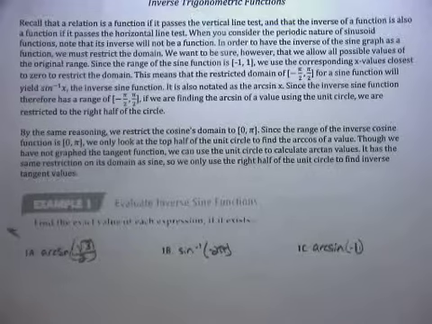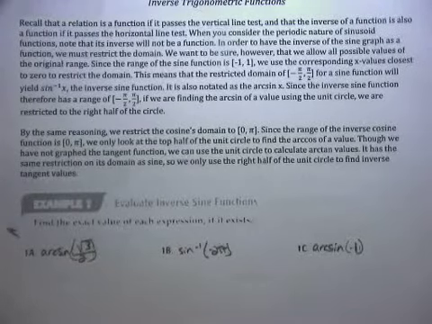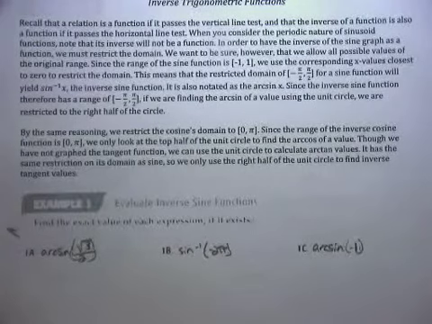But in order to do that, realize that way back in chapter 1 we talked about how if a function passes the horizontal line test, then it will have an inverse function. Well, due to the periodic nature of these sine and cosine graphs, it should be obvious to you that you can't take the inverse function of the entire sine graph. So that's why we have to restrict the domain.